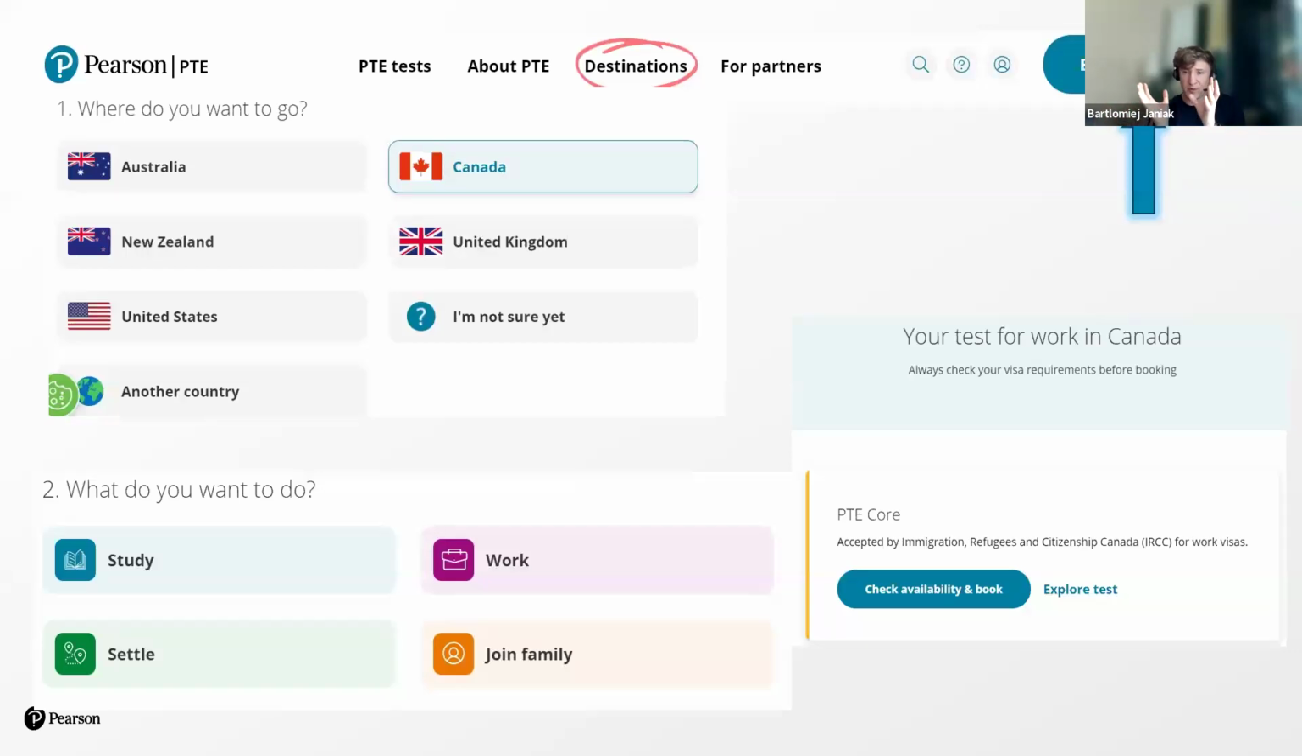So we have a very simple system leading you step by step and showing you the right test for you according to the purpose that you have in your life, in your professional or private development. So very simple tools and steps. You can check it yourself whether it works. You can select a different country and different destination, and you will end up with a recommendation of a different test.